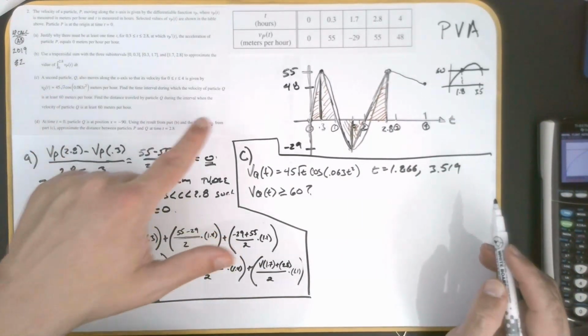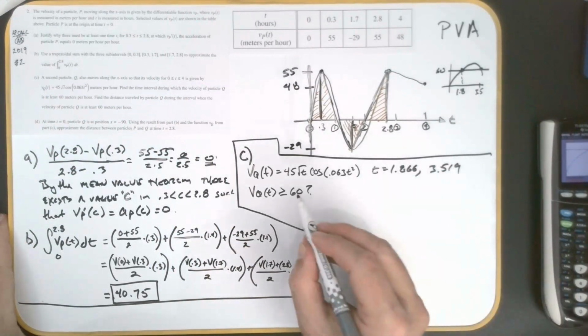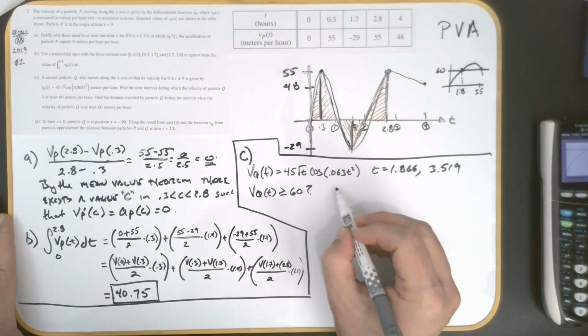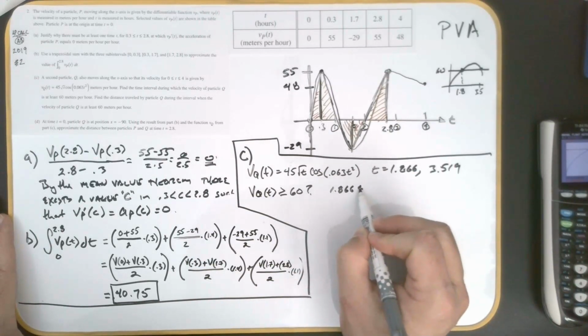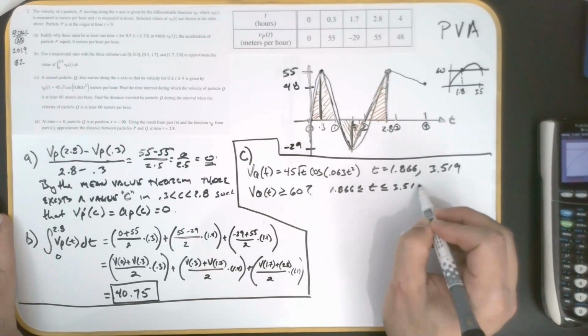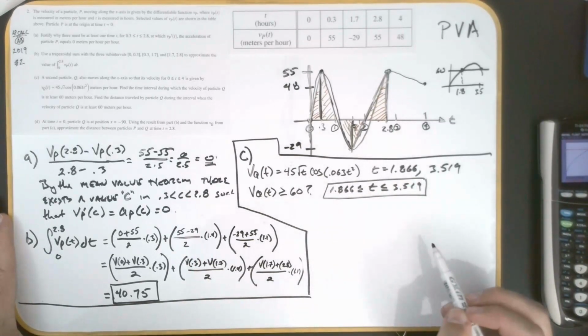So it says the second particle moves. Okay, find the time interval for which the velocity of the particle is at least 60. Well, it's going to be between here, so I guess the time interval is going to be 1.866 is less than or equal to the time is less than or equal to 3.519. Okay, and we got that by our calculator.